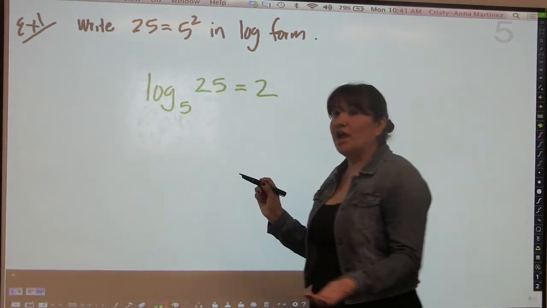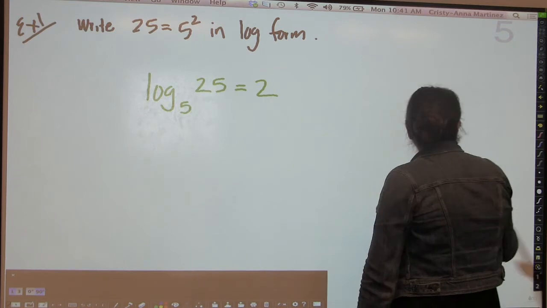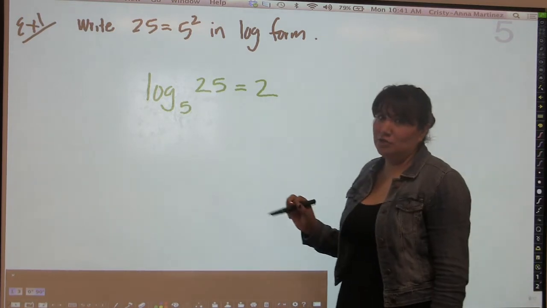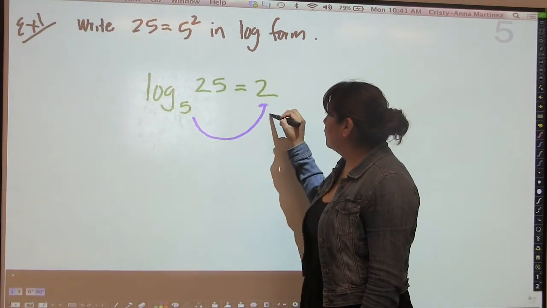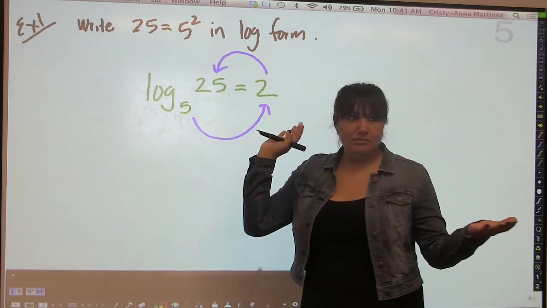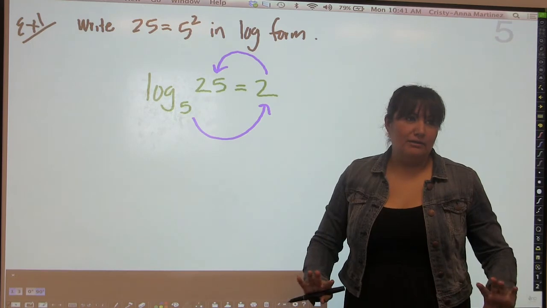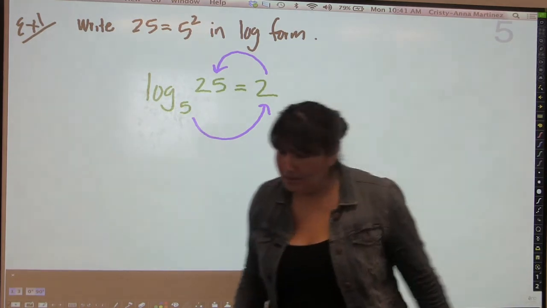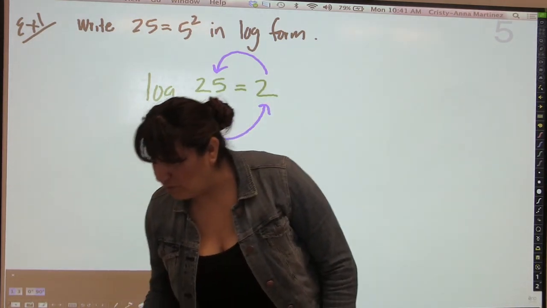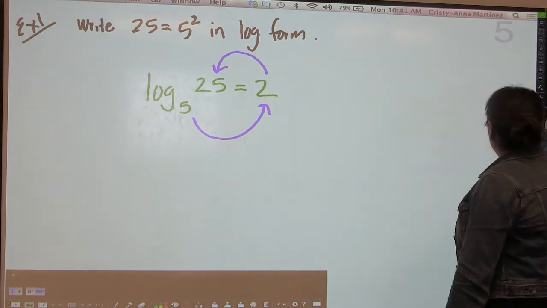So you can always check. I know that it seems kind of cheesy, but a lot of people like my little circular motion. 5 squared is 25. Is that true? Yes. If that's true, then we're in good shape. We did it right.